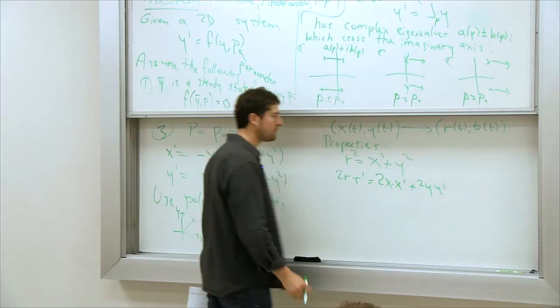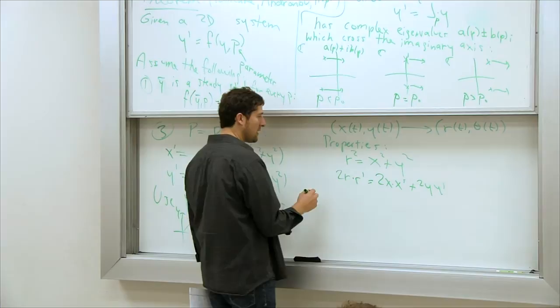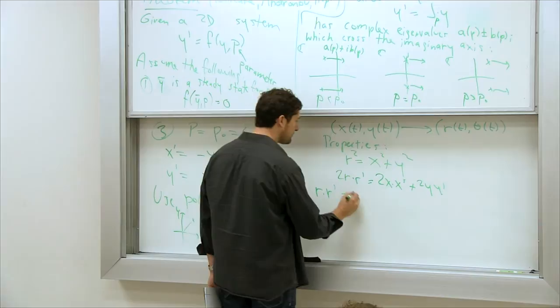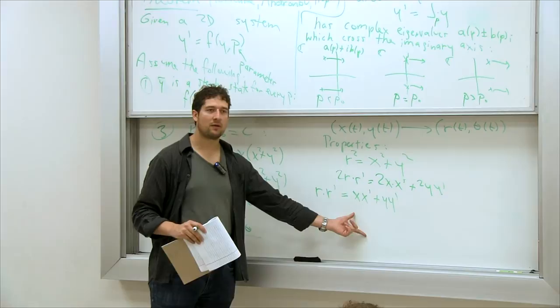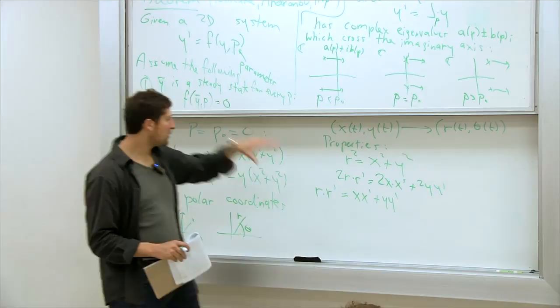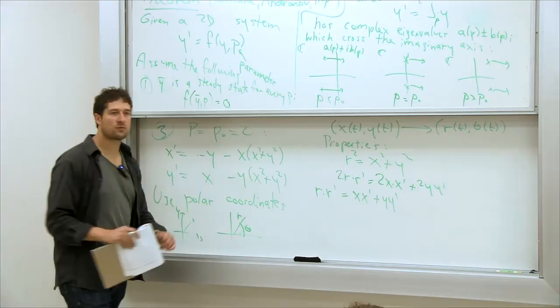Okay, that means that we can cancel out the 2 on all sides, and we get r times r prime is equal to x x prime plus y y prime. So that means that r prime is equal to (x x prime plus y y prime) divided by r. That really is a general formula for going from the ODE for the original system to the ODE for the new system, because we can write x, x prime, and everything in terms of the new variables. Let's do it in this case.